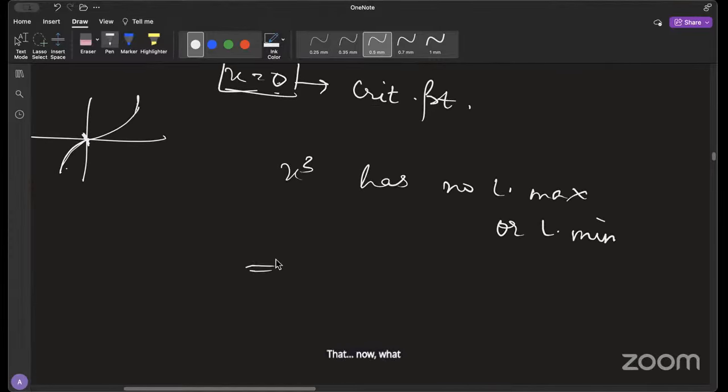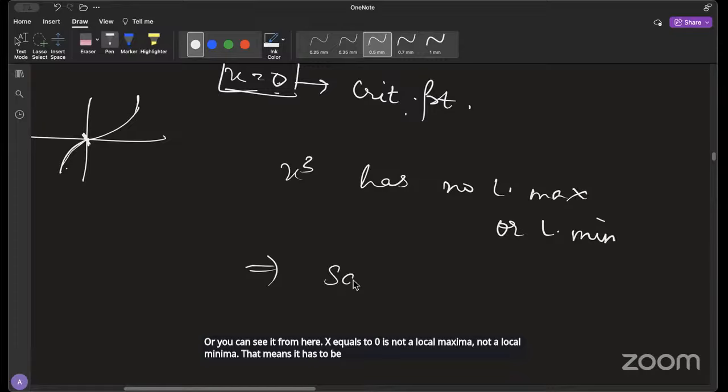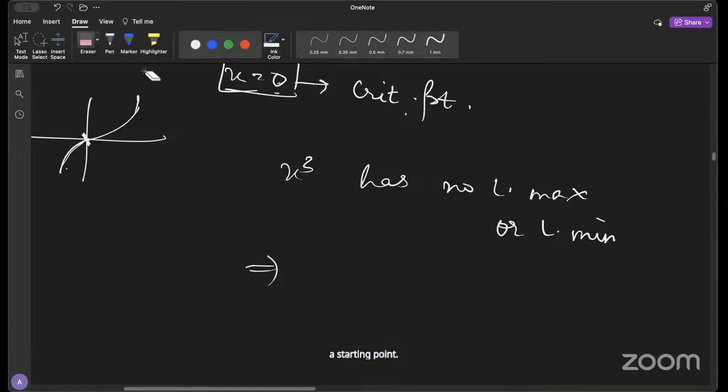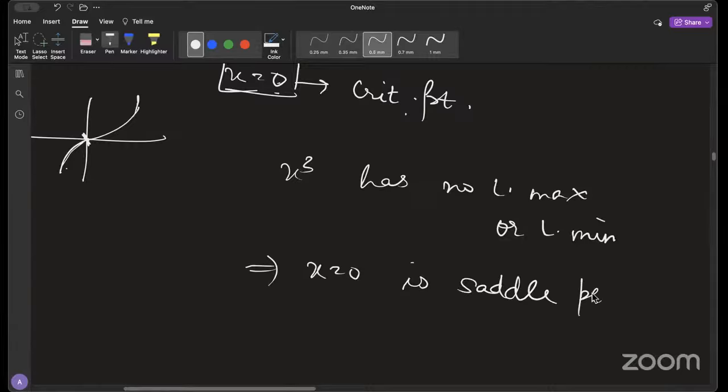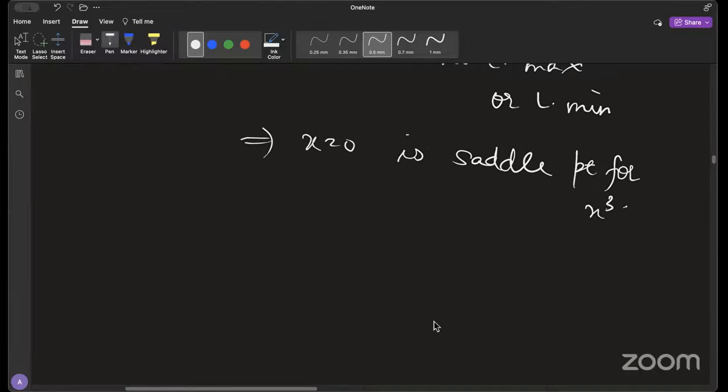Now what does this imply? X equals 0 is a critical point, but x cube does not have a local maxima or local minima. Or you can see it from here. X equals 0 is not a local maxima, not a local minima. That means it has to be a saddle point. Is this fine?